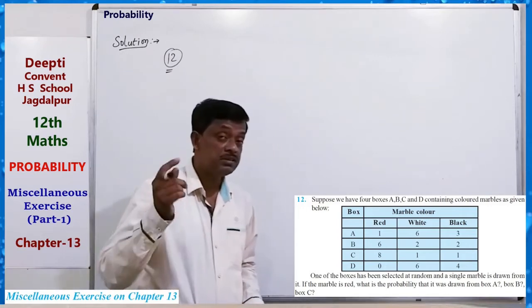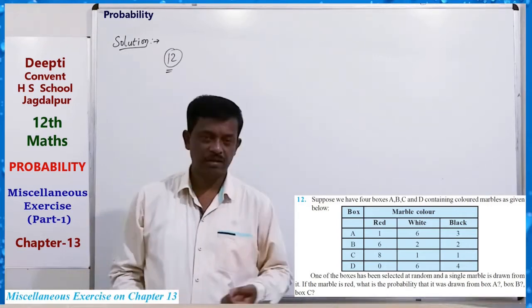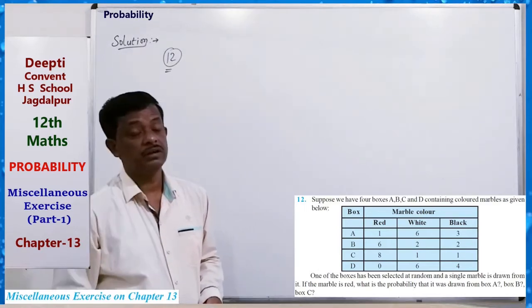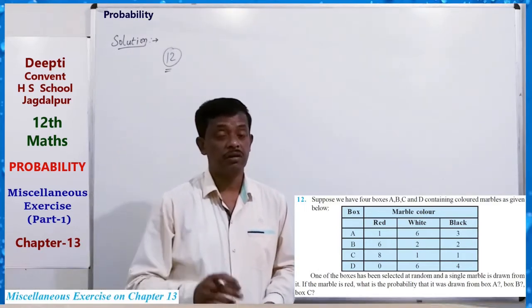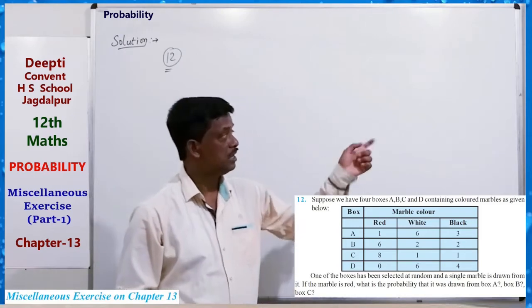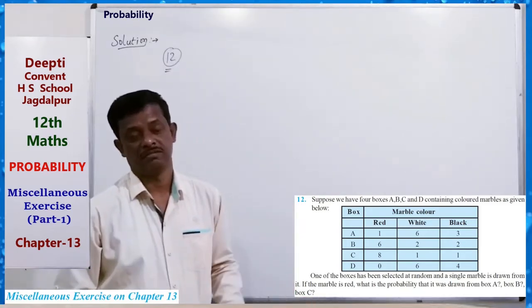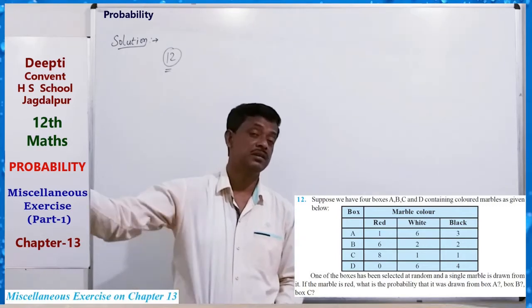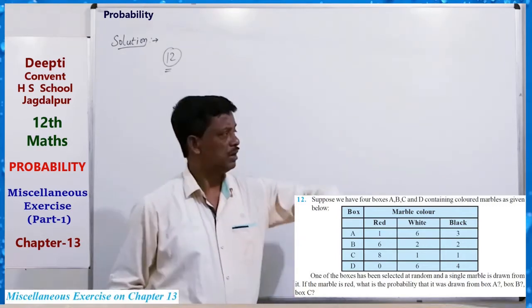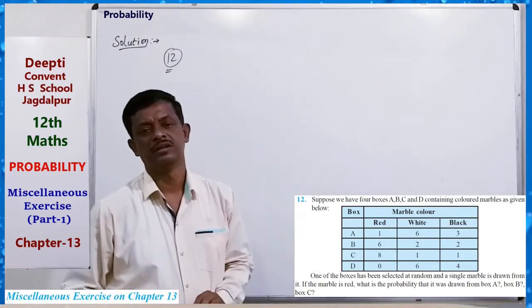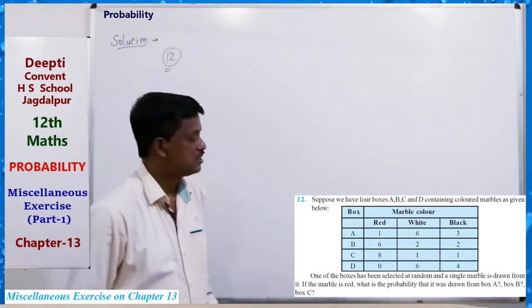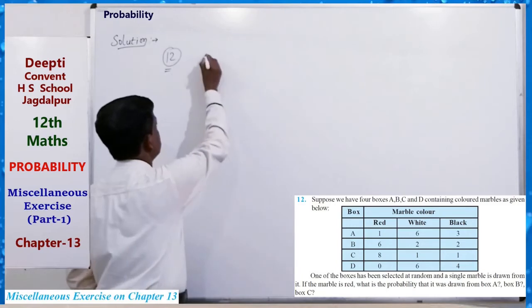If the marble is red, what is the probability that the marble is drawn from box A, box B, or box C? We can find this probability by reverse probability using Bayes theorem, or also by using the conditional probability theorem.